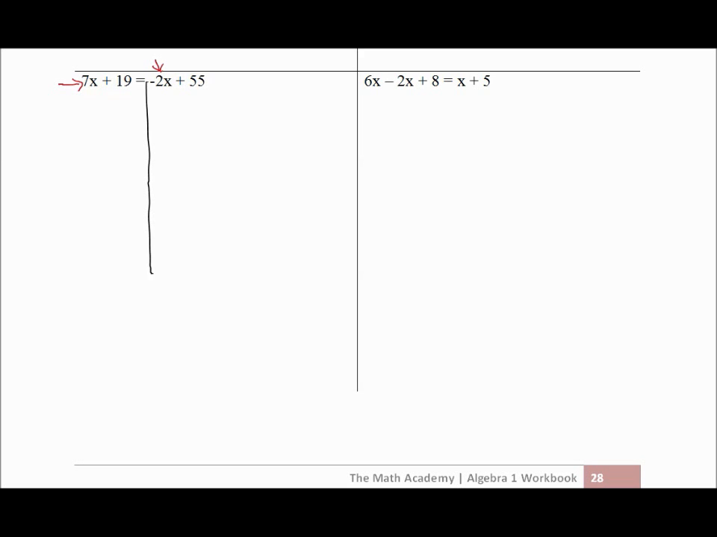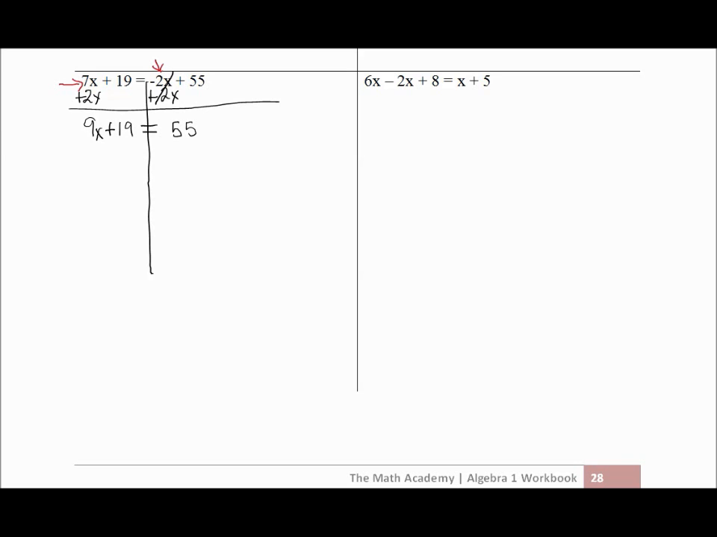So I have a 7x here and a negative 2x. Well, the 7x is bigger. 7x is larger than negative 2x. So that means that I'm going to get rid of this minus 2x by adding 2x. I'm getting rid of it on the right side. So I'm left with 7x plus 2x. That's 9x. Bring down everything else that you have left. Negative 2x plus 2x is 0. It cancels out. Bring down your 55 on the right.